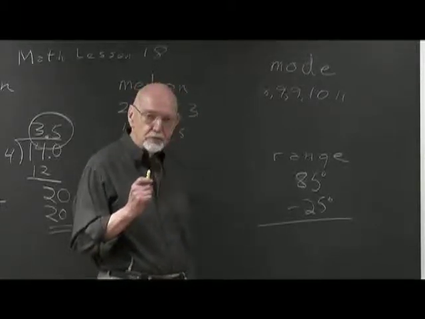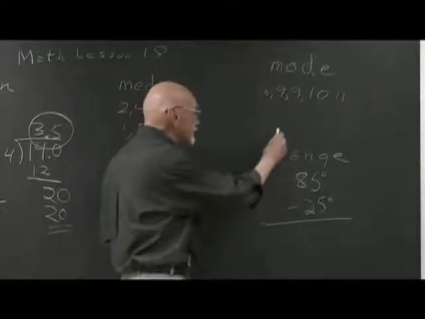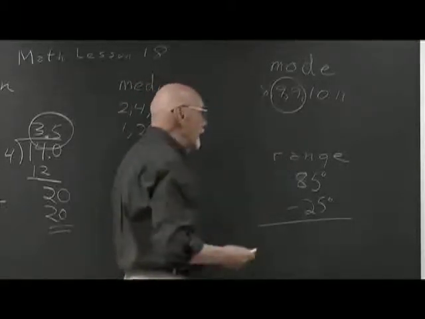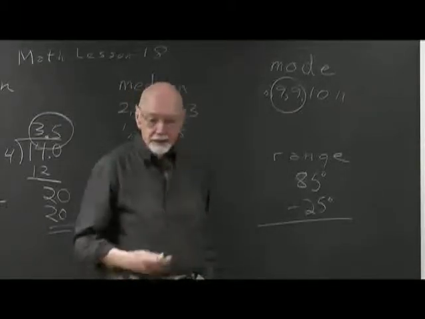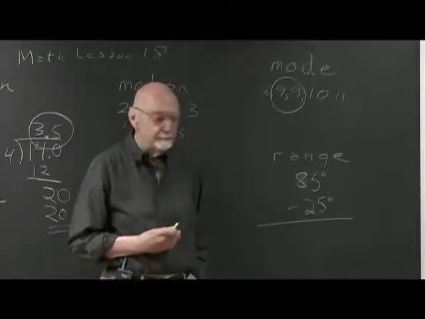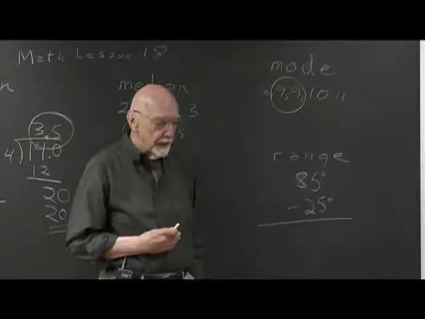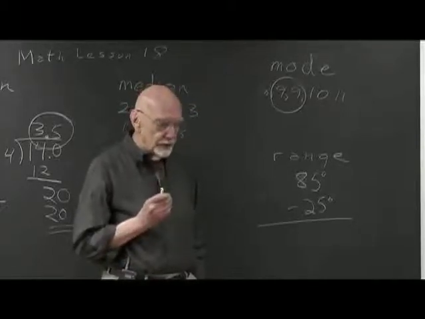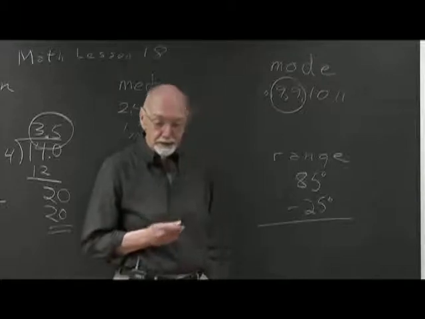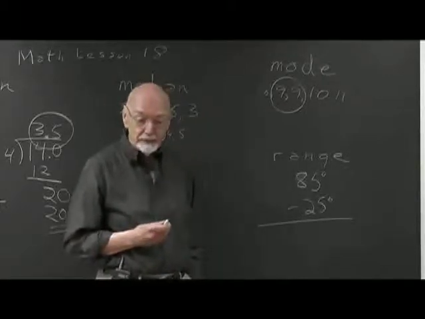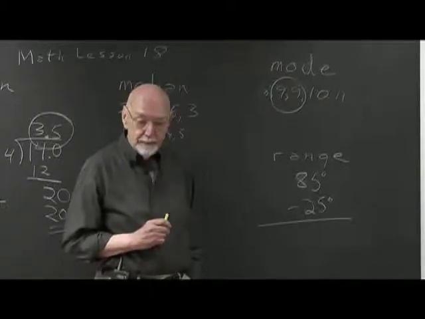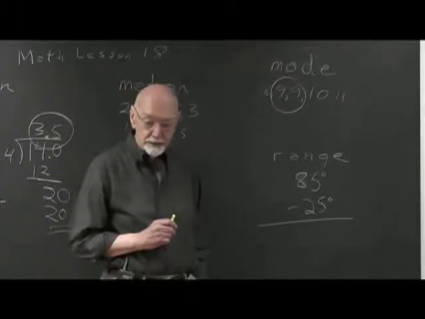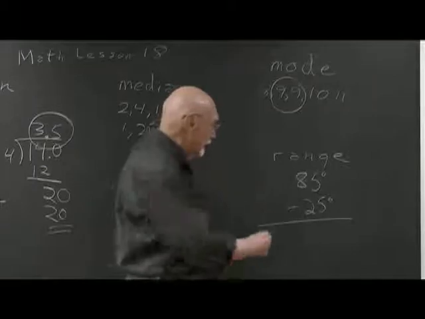Anything that occurs more than once can be considered a mode. There can be more than one mode in a set of numbers, okay? So those are three of the words you need to understand for averages, for central tendency, and the last one is the simplest one, range.